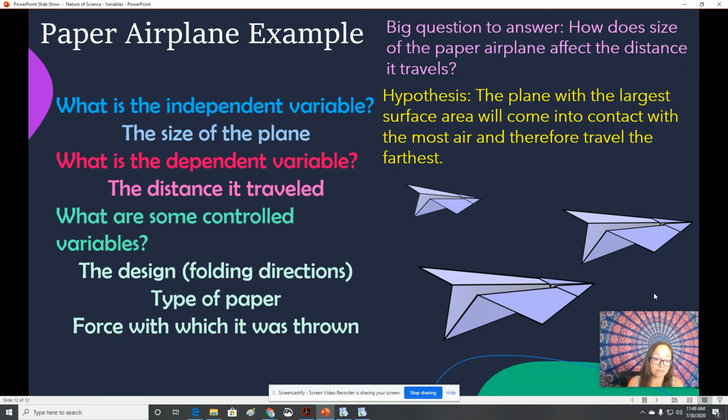So the other variables you would keep controlled would be the design. You'd have to fold them all in the exact same style so you know it's not due to the design of the paper airplane. You would also want to make sure you use the same type of paper. Using cardstock or construction paper or newspaper would have different effects because those are of different weights. And so, this was just another example of variables.